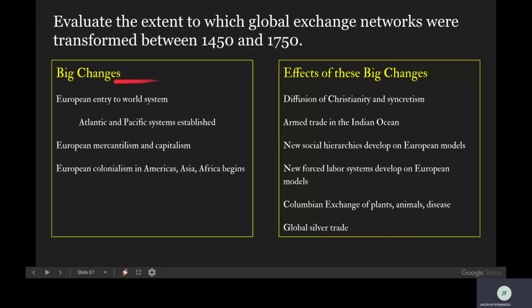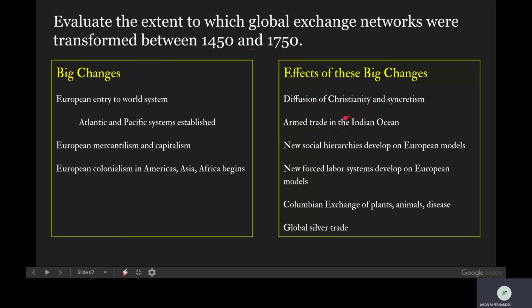So what does this mean though? You've got these big changes, but what do we need to know about them, right? Well, this brings a diffusion of Christianity, syncretism between Christianity and other faiths, right? And again, that's that DBQ you're going to be looking at today, right? You get armed trading in the Indian Ocean, which you saw on your last DBQ about Portugal in the Indian Ocean, which I didn't talk about today. That was done in your DBQ. So if you want to get into Portugal's role in the Indian Ocean, you need to go back and look at that DBQ. Those documents are really well put together. They give you a good idea of what's happening there.